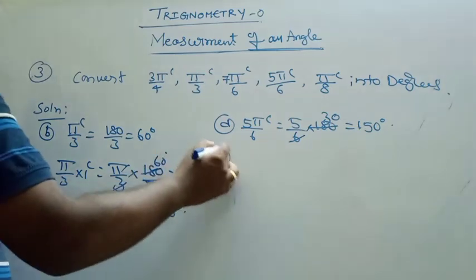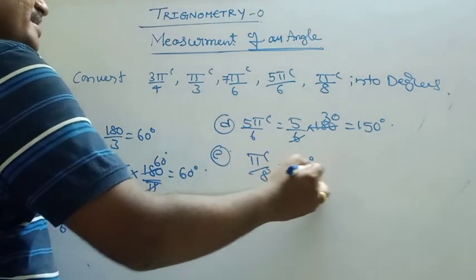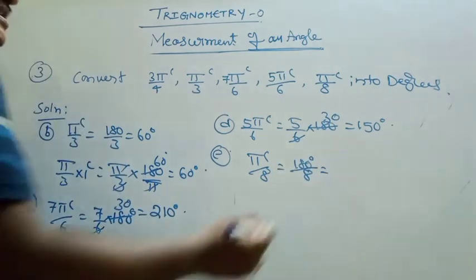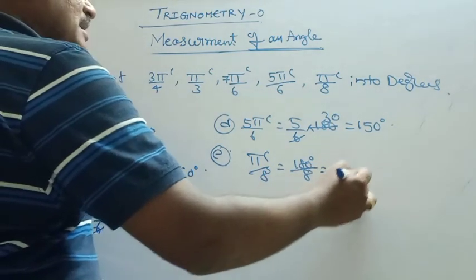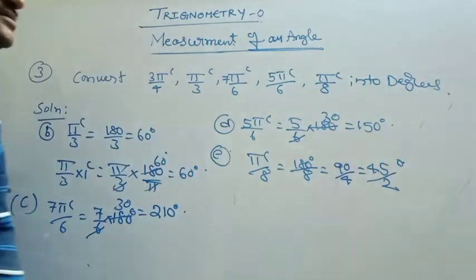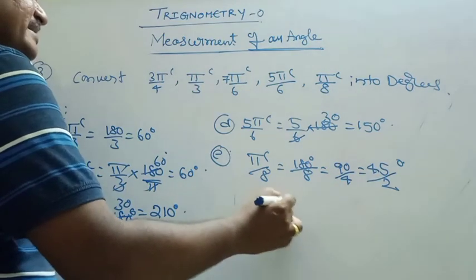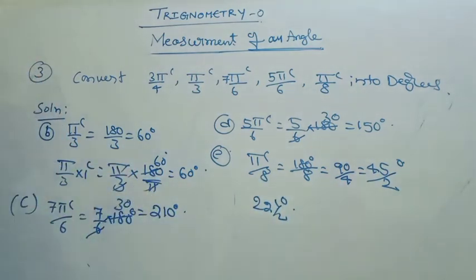Wonderful. Now E, this is pi by 8 radians, which is 180 degrees by 8. You can write it as 90 by 4 or 45 by 2 degrees, that is nothing but 22.5 degrees. Like this you can convert from radians into degrees.